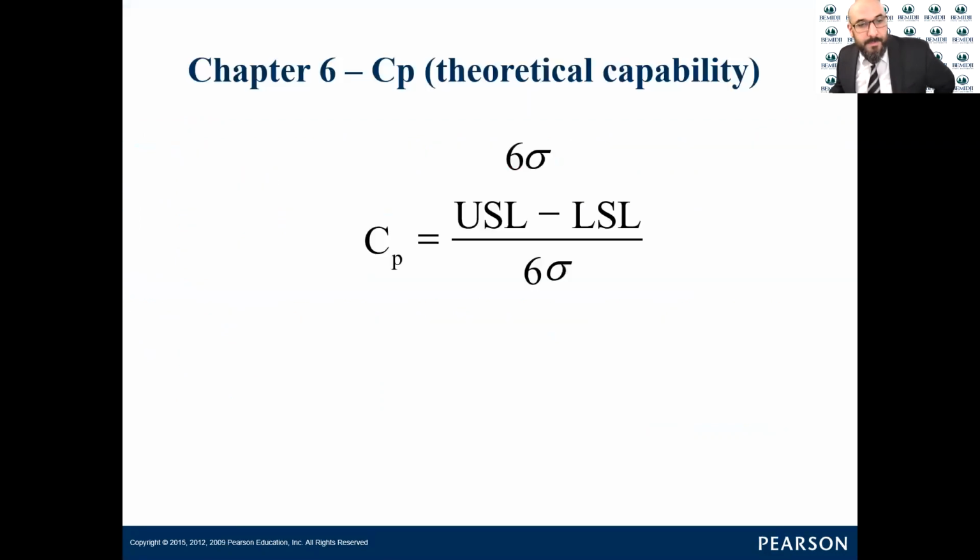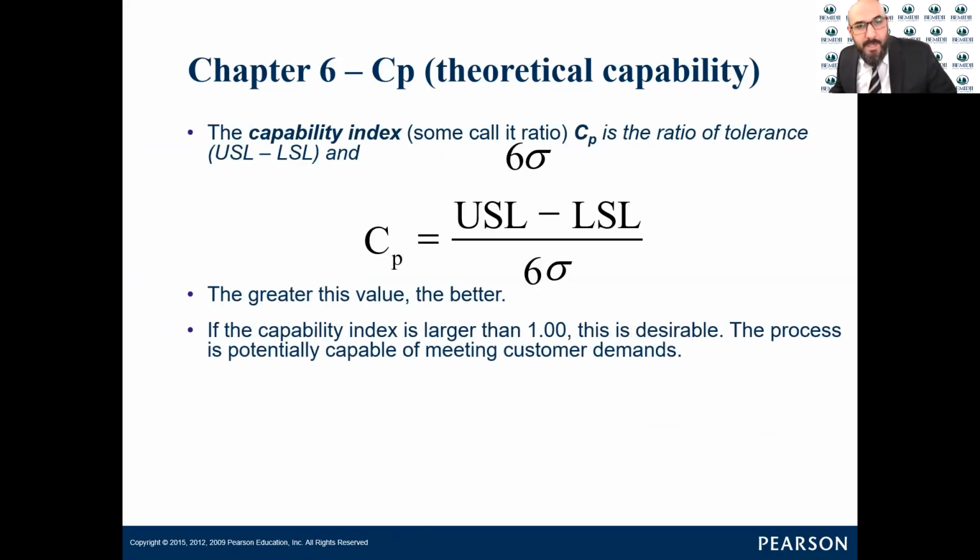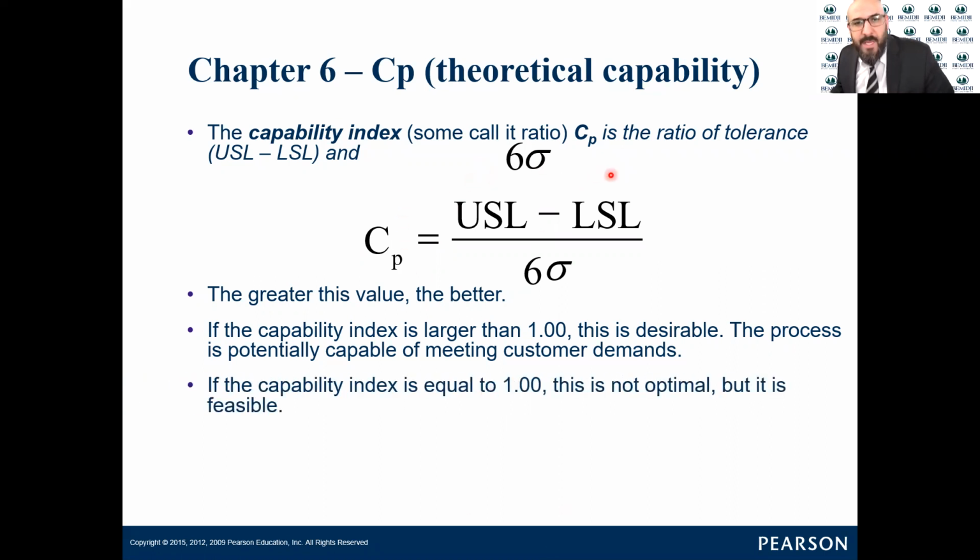All right, how to calculate the CP. Again, this is the potential, the theoretical capability of a process, and we call it the capability index. Some people call it the capability ratio. This can be calculated by the width of the specifications divided by the 6 sigma standard deviation. The greater the value is, the better. This is what we're trying to do.